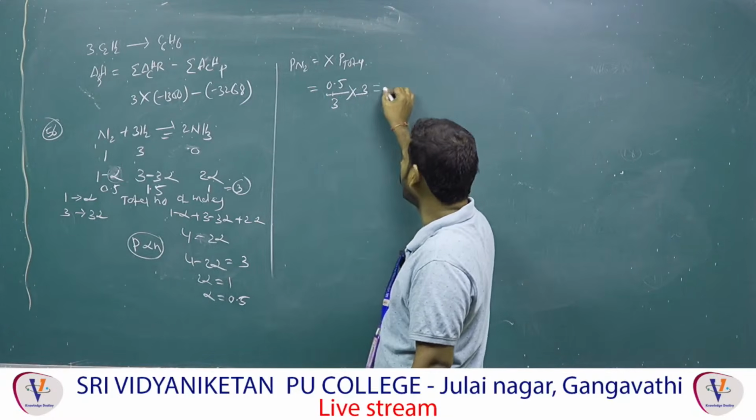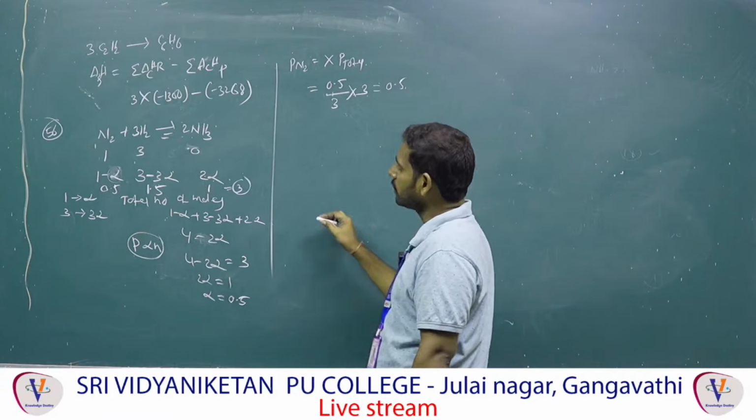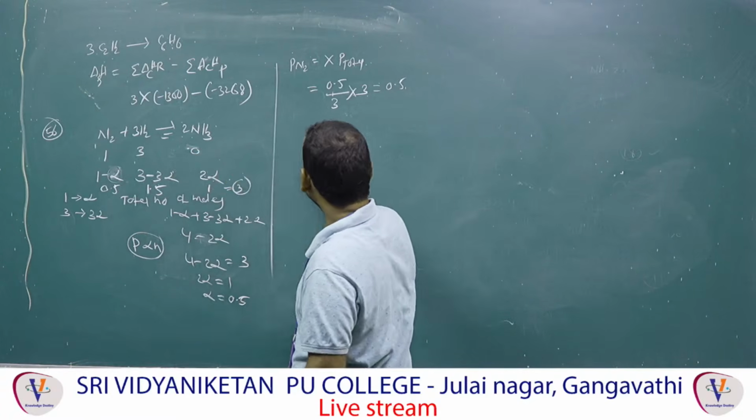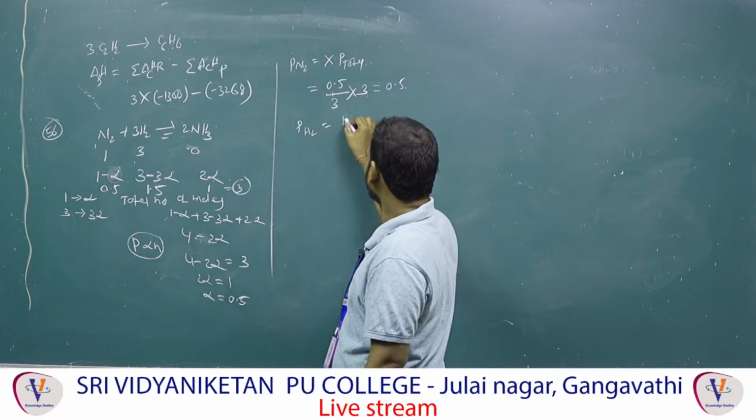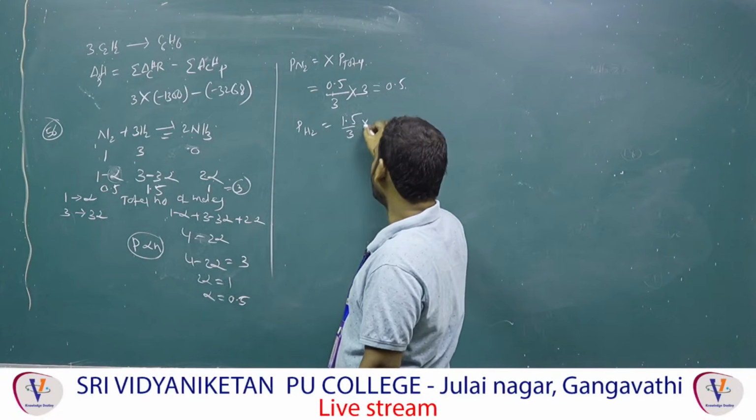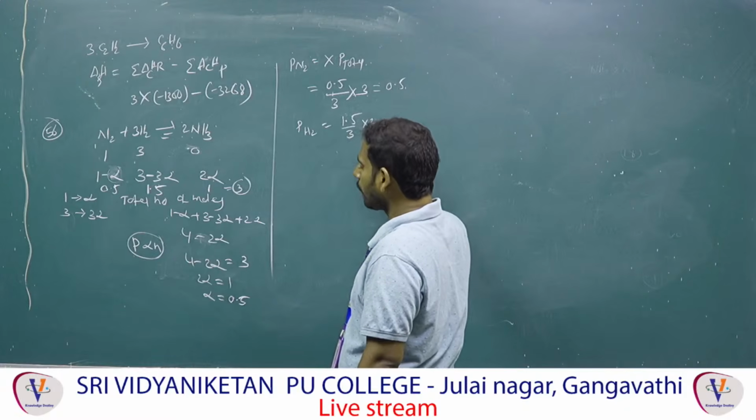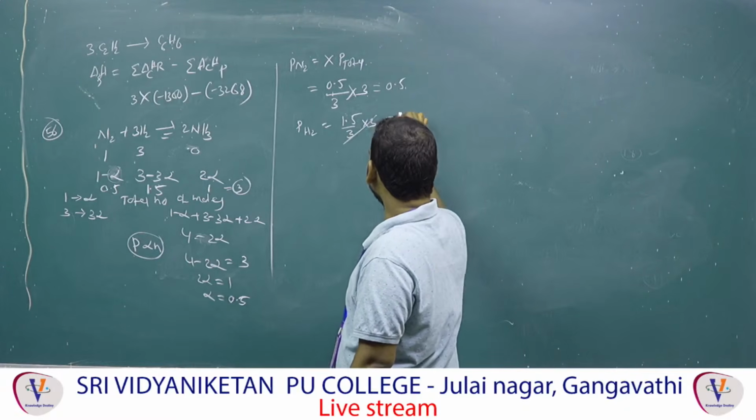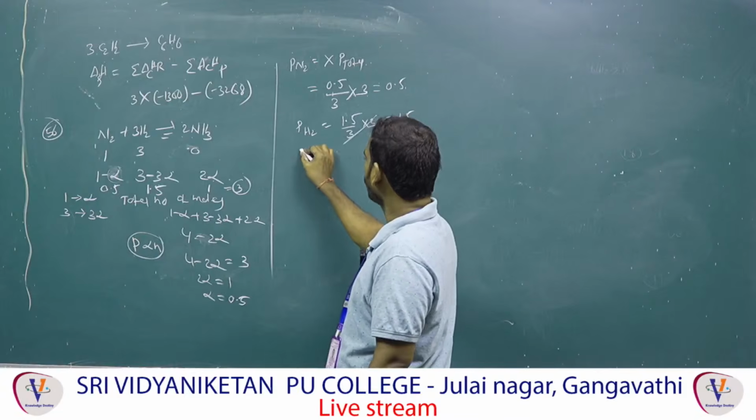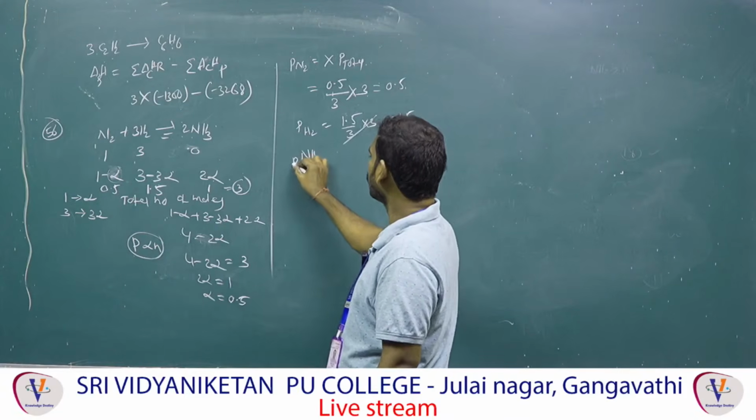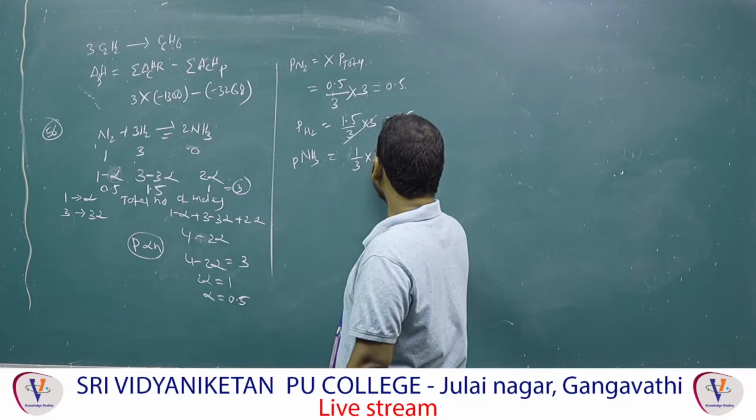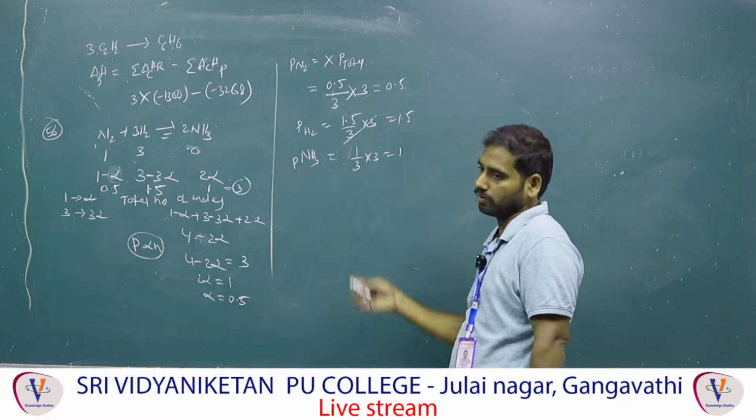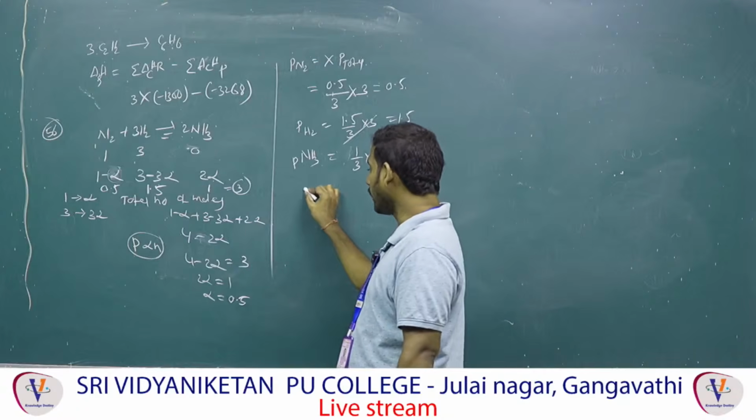Total pressure is 3. Then I am getting 0.5, that is PN2. Next, pH2. pH2 how much? 1.5 by 3 into 3, because total number of moles is 3 and pressure is 3, again 1.5. NH3: 1 by 3 into 3, then 1. That is called partial pressure. Based on that you can calculate Kp.